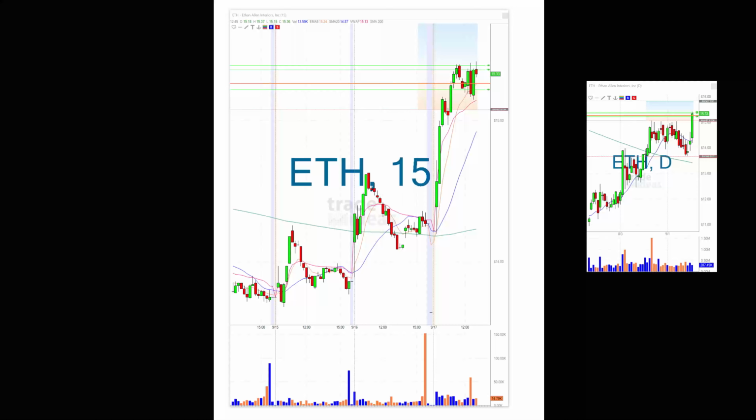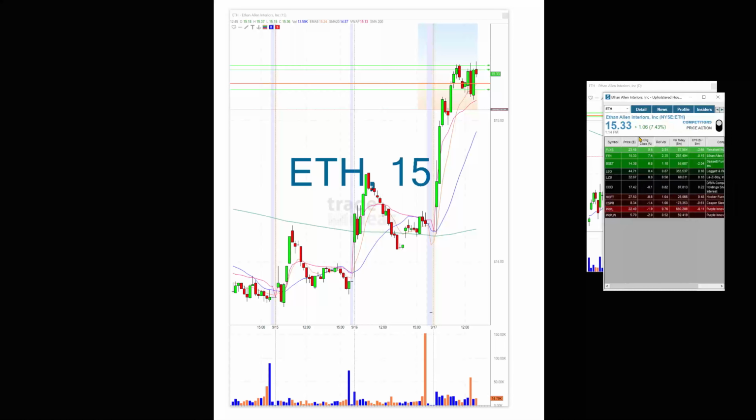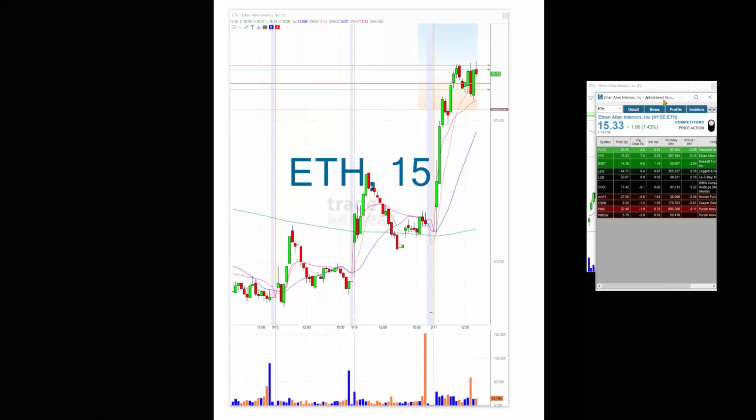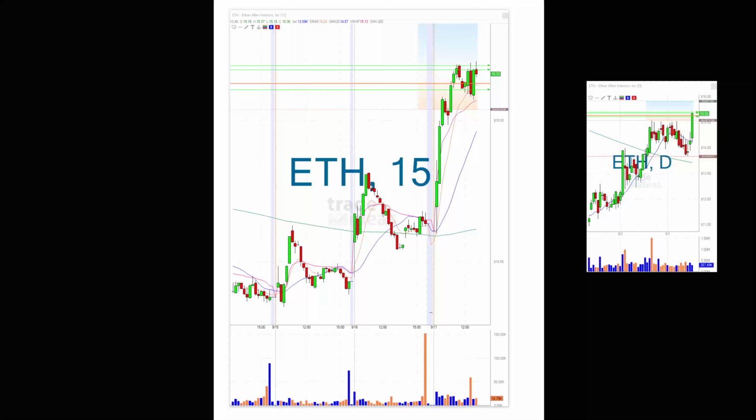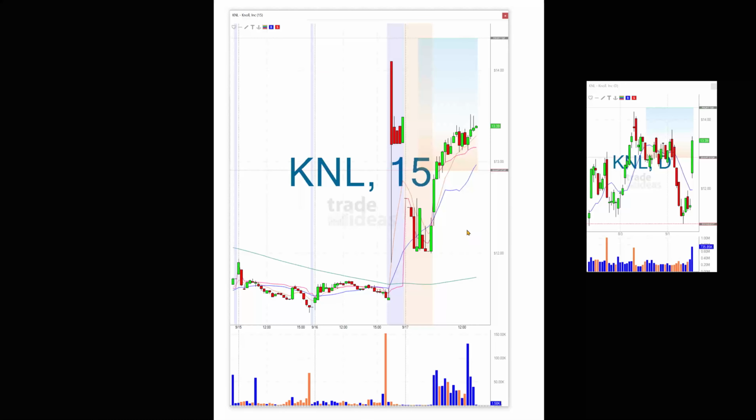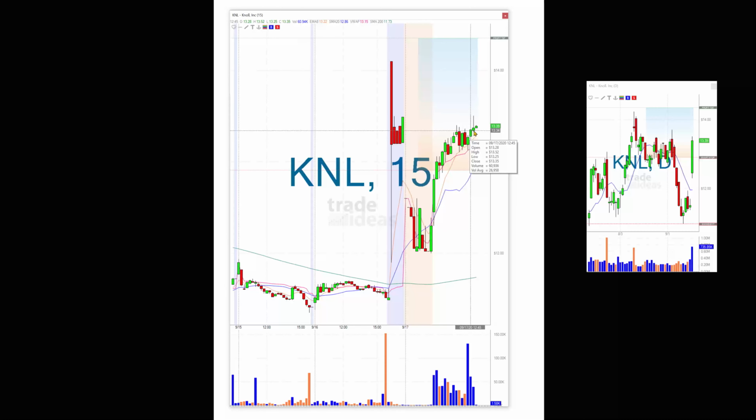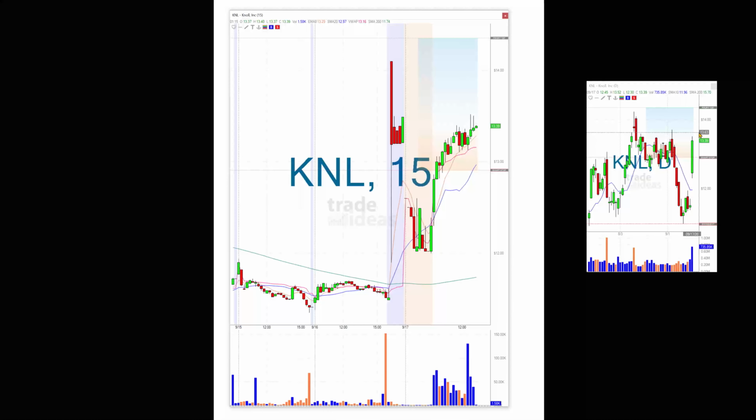All you have to do is click on the similar tab, and then you just duplicate the window. So you can have your detail always up, and then you can have the similar window up, okay? Another one that came on that list was KNL. And I think it had a little bit of a move. Here's another one, a little bit of a move. But the reason I didn't like this one, I didn't think it had as much room as the other two. Okay. So anyway, great day.